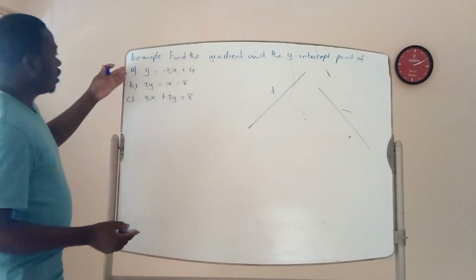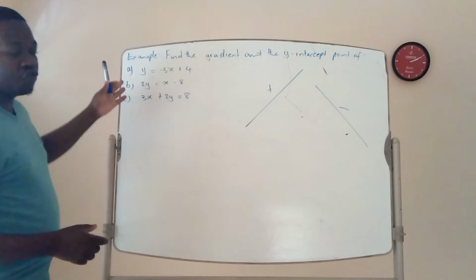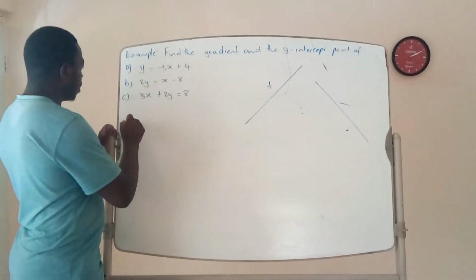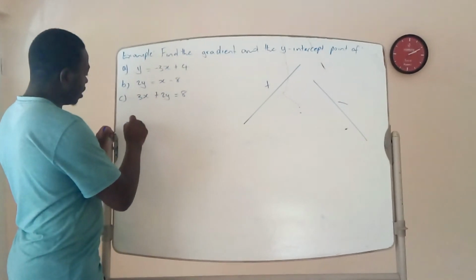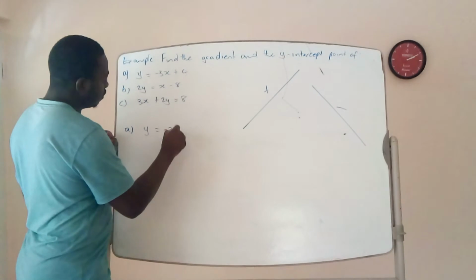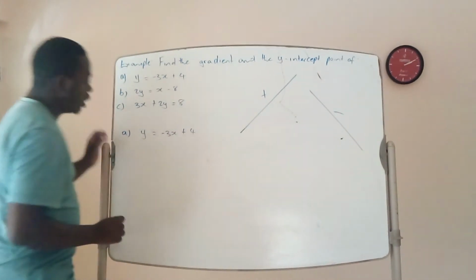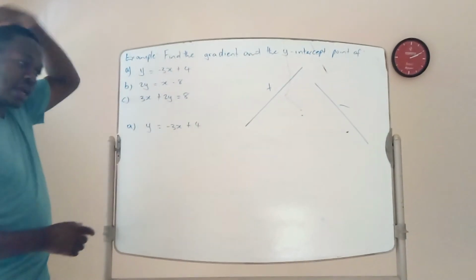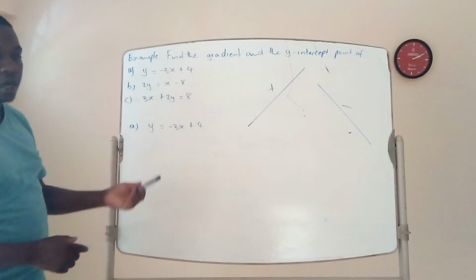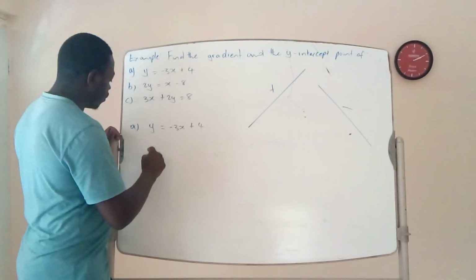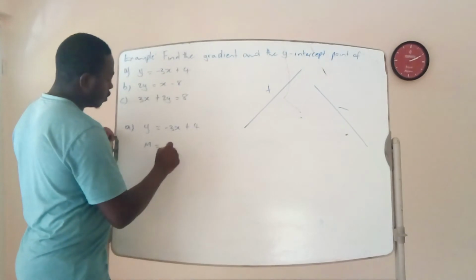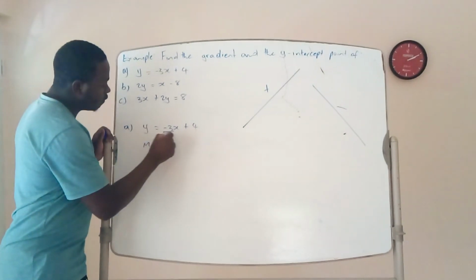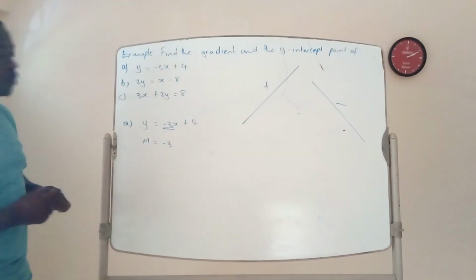Now, for the first example, which is part A, it is pretty straightforward because, let's look at it. Part A, they give us y equal negative 3x plus 4. It is already in the general form, so all we need to do is just look at the equation and identify where the gradient is and where c is. So from this equation, m is equal to negative 3. Where do I get that negative 3? It is the coefficient in front of the x term. That's what m is equal to.